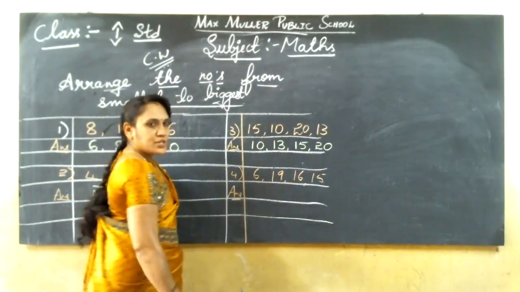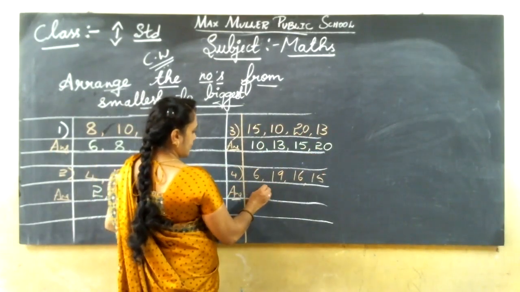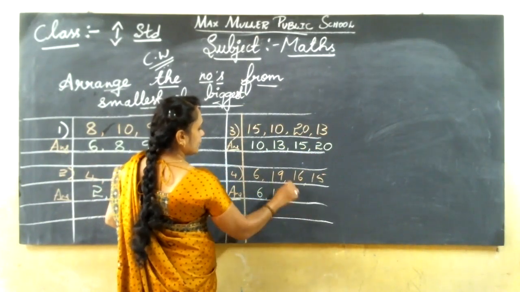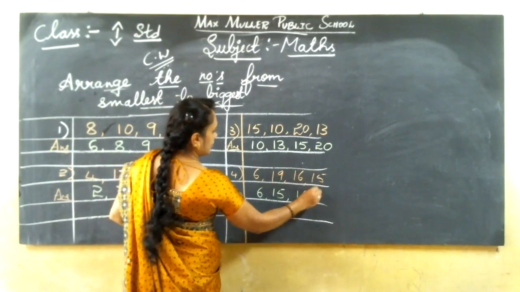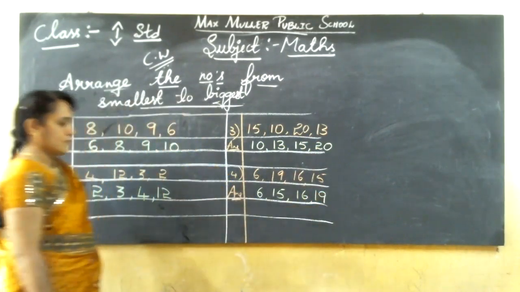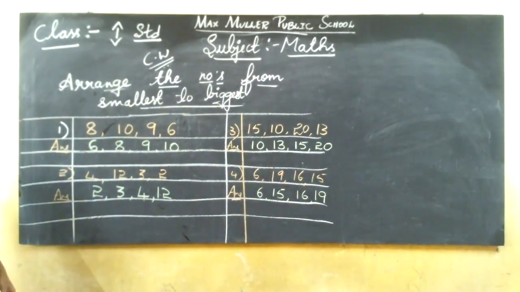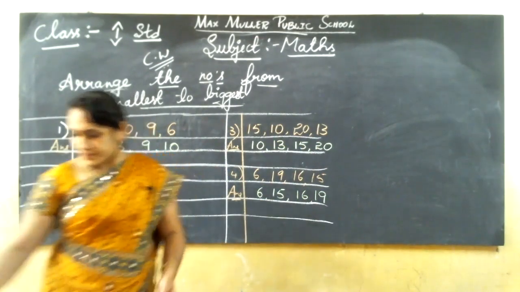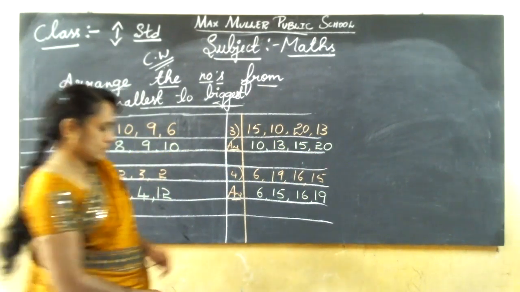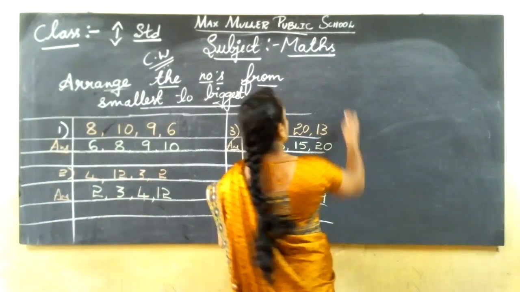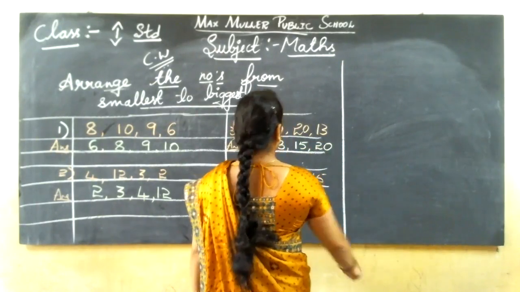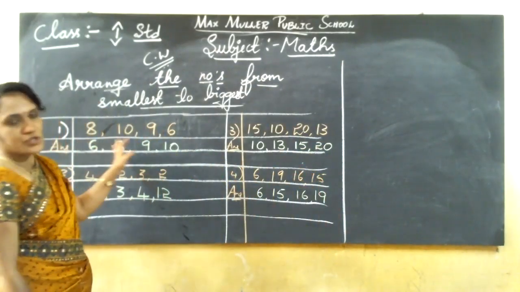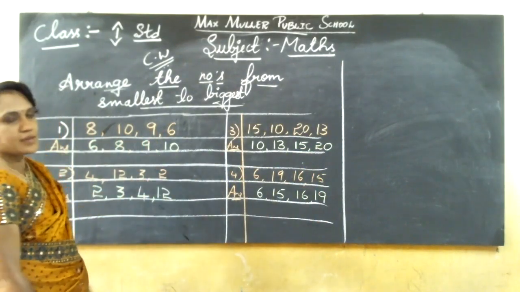Next sum. See, which is the smallest? 6. Then 15, then 16, then 19. Understand? So this is the smallest to biggest. Arrange the numbers from smallest to biggest. Understood? How to arrange this from smallest to biggest?